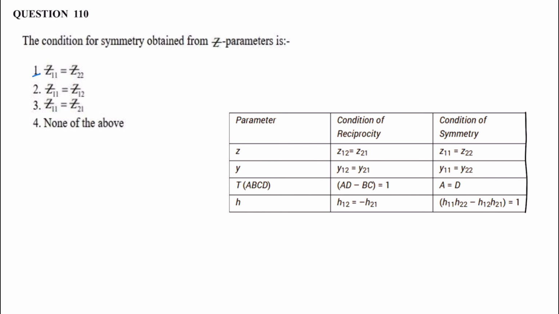Question number 110. The condition for symmetry obtained from Z parameters is, for Z parameters, condition for symmetry is Z11 is equal to Z22. For Y parameters or short circuit parameters or admittance parameters, condition for symmetry is Y11 is equal to Y22. For transmission parameters or ABCD parameters, condition for symmetry is A is equal to D. And for hybrid parameters, condition for symmetry is delta H is equal to 1, or H11 H22 minus H12 H21 is equal to 1. Here the correct answer is option 1.